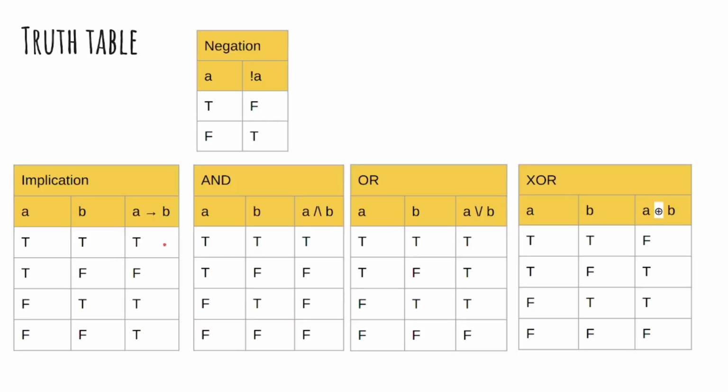And here are the truth tables of some of the logical operators. This is for implication, this is for AND, this is for OR, and this is for exclusive OR. I think you all are already aware of AND, OR. Some of you may not be aware of implication or exclusive OR, so let us discuss. Implication means if something happens, then something happens. For example, A equal to rain and B equal to ground is wet.